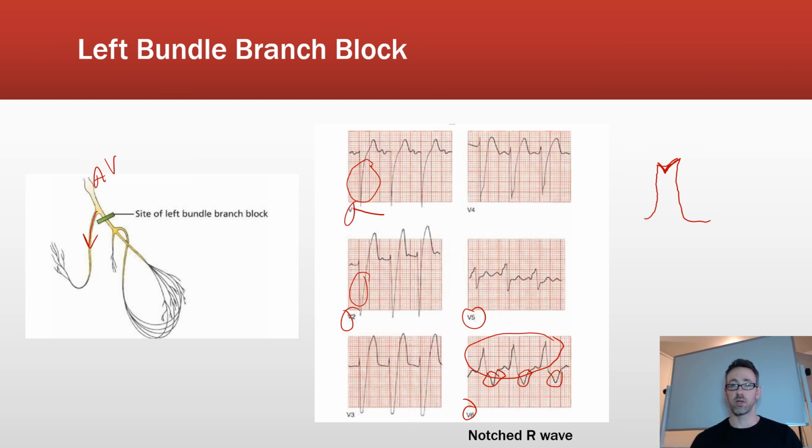So a widened QRS in both cases, and then you'd also have the RSR prime, which you'd see in a right bundle. In a left bundle, you'd see sort of a notched R wave in V6 or V5, and then in both of them you'd see repolarization abnormalities with like T wave inversions.